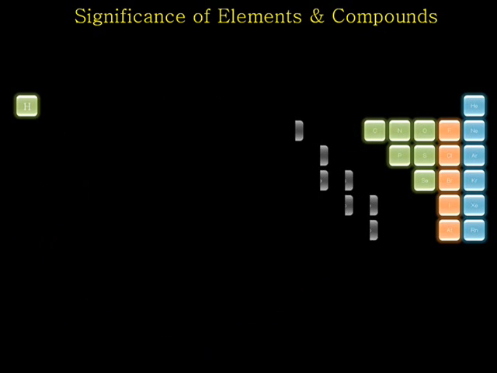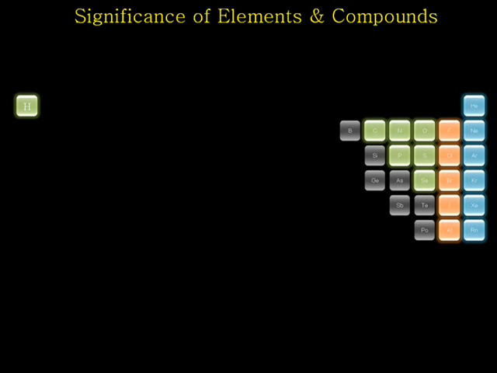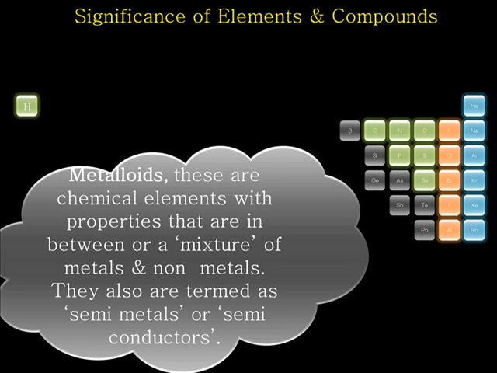Moving further, boron, silicon, germanium, arsenic, antimony, tellurium and polonium. These are called metalloids. These are chemical elements with properties that are in between or a mixture of metals and nonmetals, hence the name metalloids. These are also known as semi-metals or semiconductors.